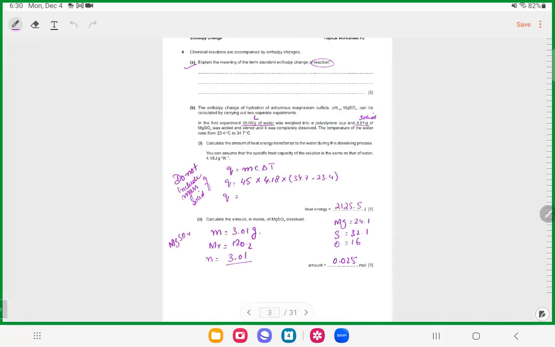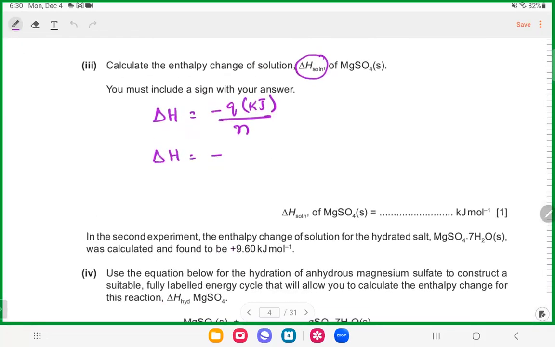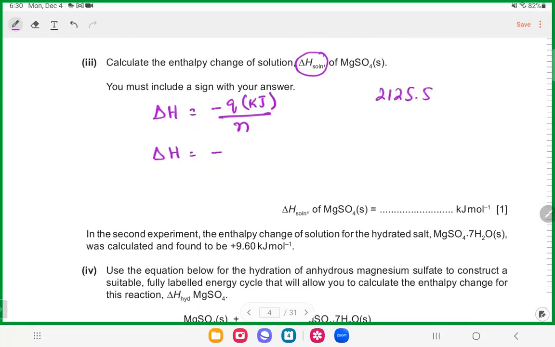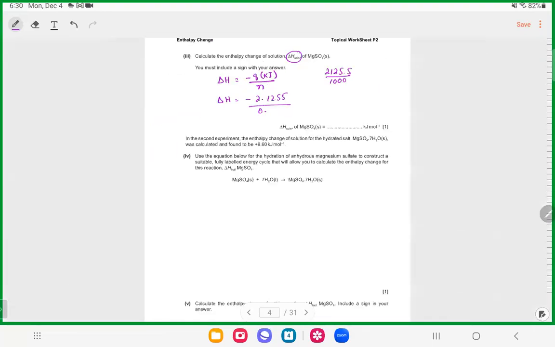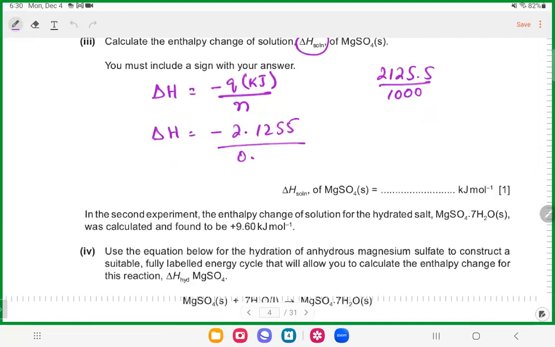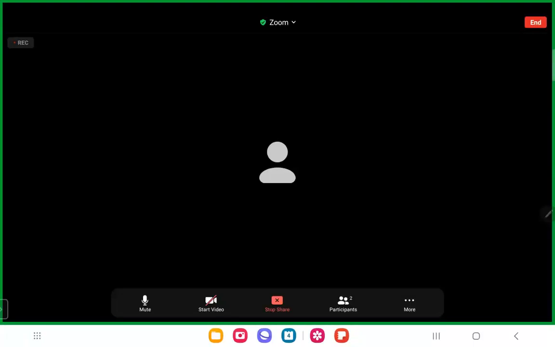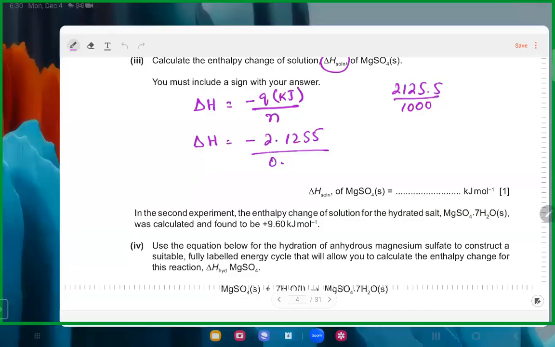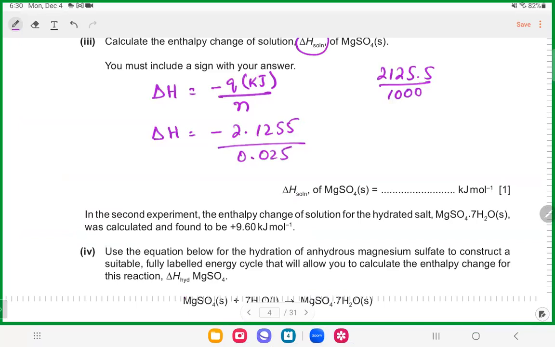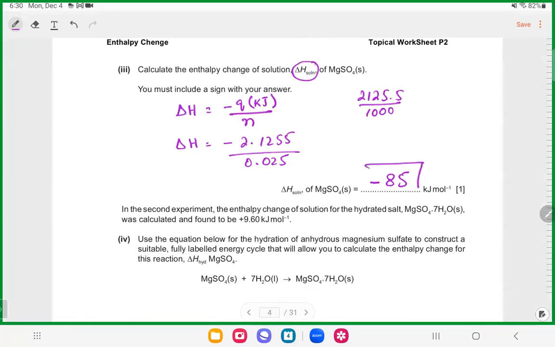Q is 2125.5. So अगर मैं 2125.5 को डिवाइडेड बाय 1000 कर दूंगा तो कितना आ जाएगा भाई? 2.125 divided by number of moles 0.025. Okay. Minus 85 kilojoules per mole. ठीक है? So that's how you calculate the enthalpy change of a reaction.